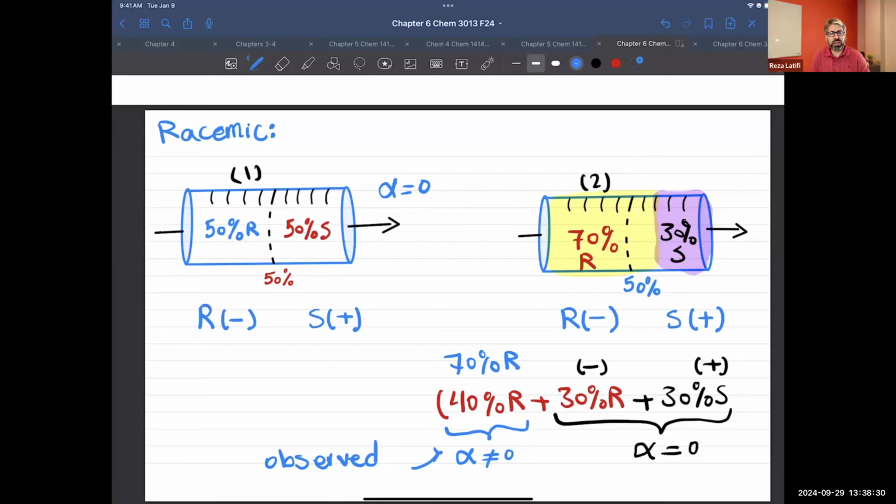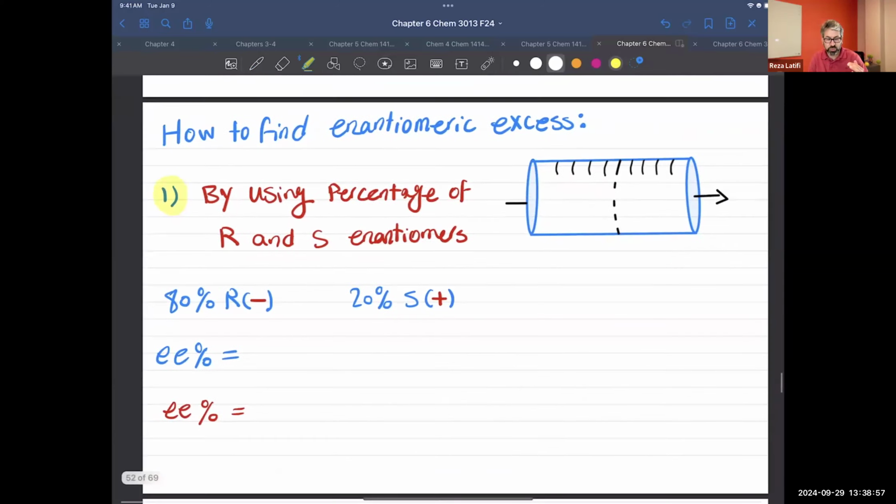Welcome back. So last time I stopped here and I said if we have 50-50% from R and S, they will cancel each other. If you have 70 plus 30, and we said 30% from R, it will be canceled by 30% from S, and that's going to give you rotation equal to 0. And the one that will be responsible for the rotation is going to be the 40%, whatever left from R.